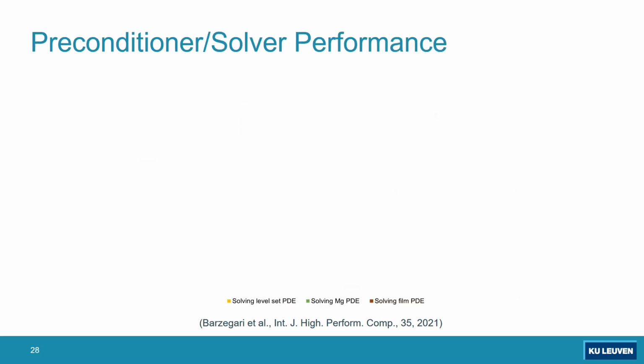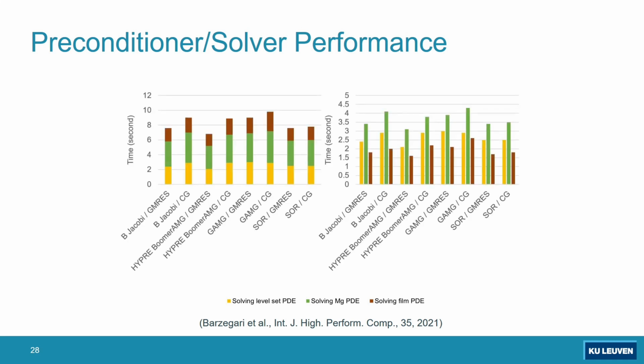And also another thing that we did was comparing the preconditioner and actually the solver performance for various available preconditioners, iterative solvers, and also direct solvers. And according to this, as I said, the iterative solver GMRES and also the Hypre BoomerAMG showed the best performance for the reaction diffusion part.